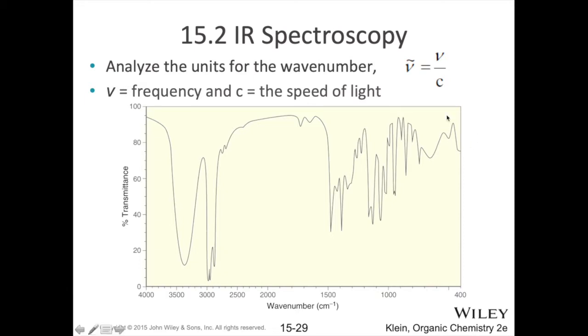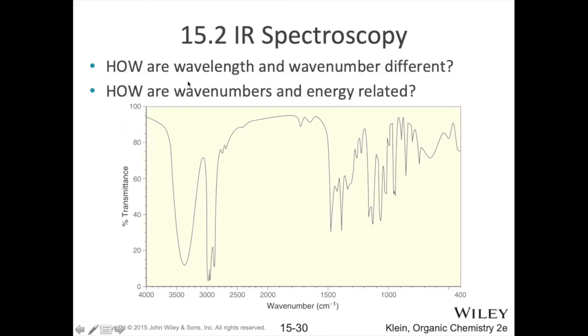Speed of light is meters per second, or at least some unit of distance per second. So if you take your per time and divide by a distance per time, you get inverse distance. In this case, using centimeters, that's the scale we're going to use, so inverse centimeters.